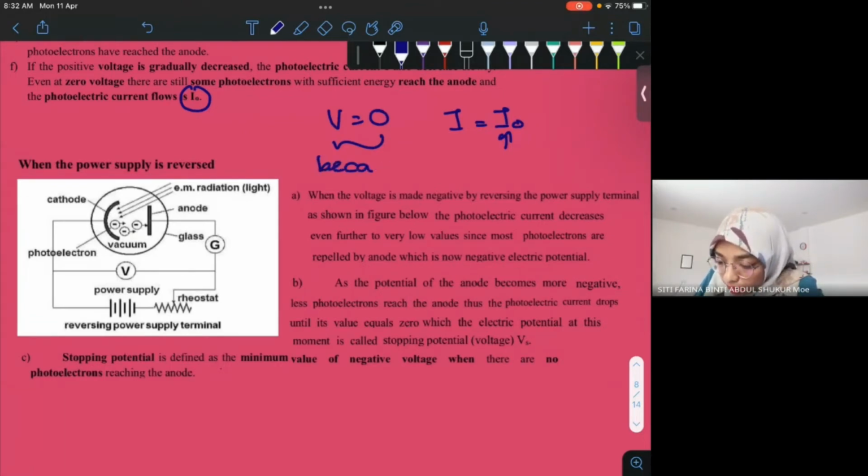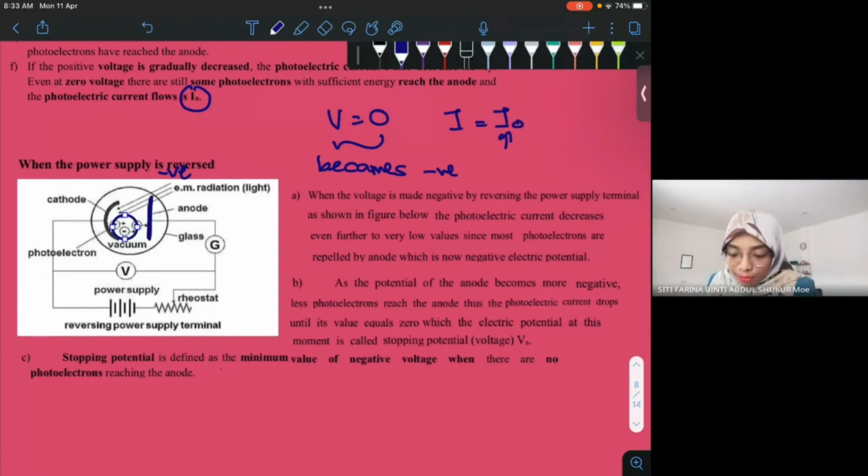Okay, bila dia kosong, I kamu adalah I0. And then you reverse the terminal, sekarang potential kita negative, and then your current will continue to drop. Okay, kenapa current drop? Kenapa current drop adalah sebab sekarang anode kita bersifat negatif. Bila negatif, photoelektron yang keluar dekat sini will not be attracted, tapi being repelled sebab sama sifat. Negatif and negative, they are going to repel.